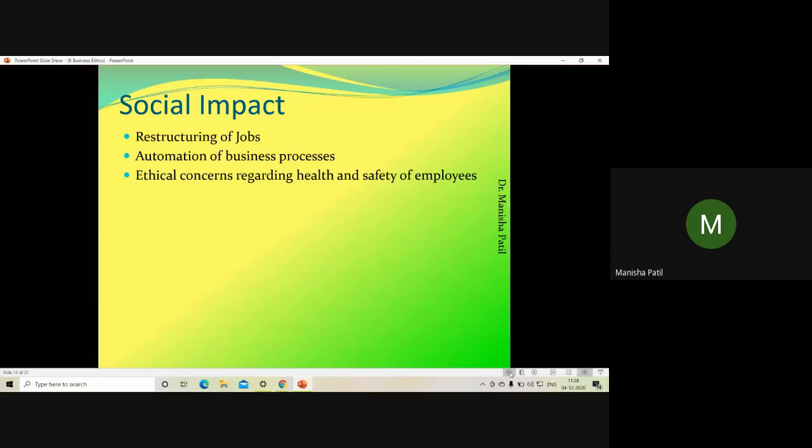The next one is ethical concerns regarding health and safety of employees. There are some jobs which are hazardous to the health and safety of the employees.